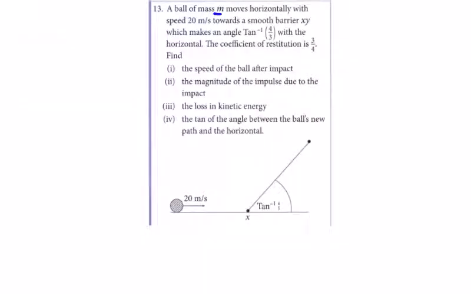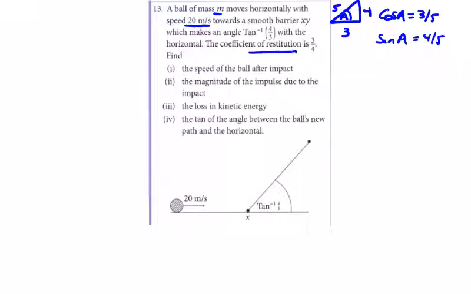A ball of mass m in this question moves horizontally with a speed of 20 towards a smooth barrier xy, which makes an angle of tan inverse 4 over 3. So let's just do the tan first. The tan of the angle is the opposite over the adjacent, giving a hypotenuse of 5. So cos a is 3 over 5 and sin a is 4 over 5. The coefficient of restitution here is 3 over 4. Find the speed of the ball after impact.